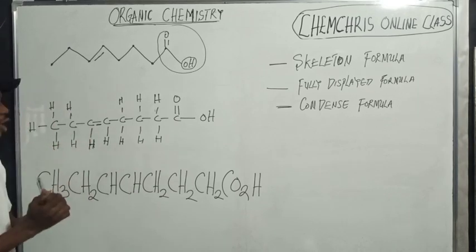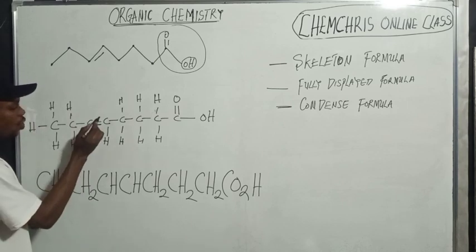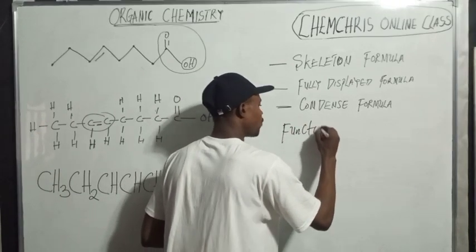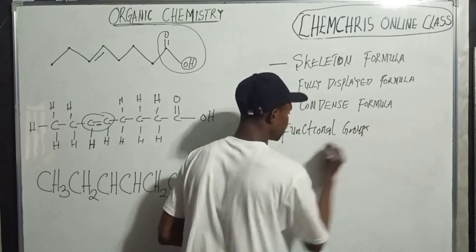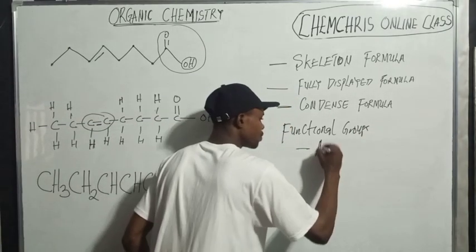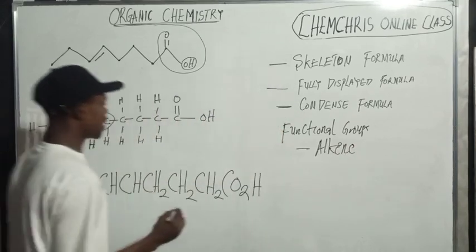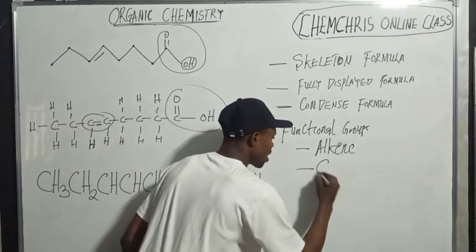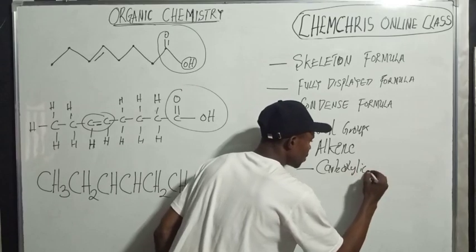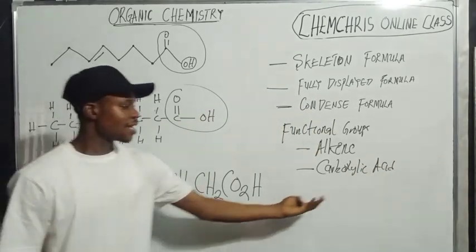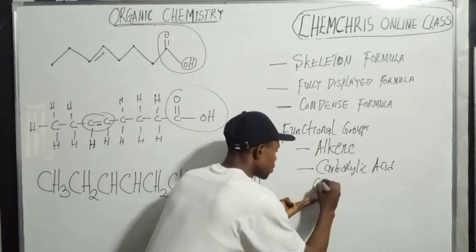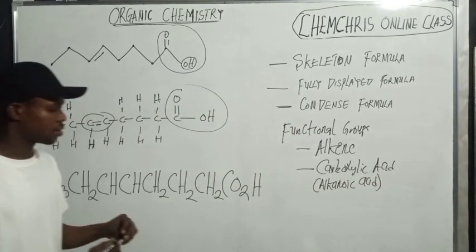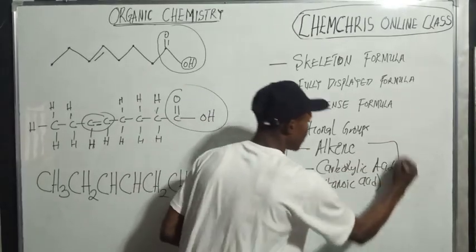Now, let's look at what the functional group is here. If you check it very well, this one has a double bond here. And double bond, so the functional group present here is the alkene. Here we have alkene. Then here we have the carboxylic acid. You get this called carboxylic acid. It's very important. Now this carboxylic acid, you also know as alkanoic acid. It's very important here. So you must know how to identify what the functional group is.